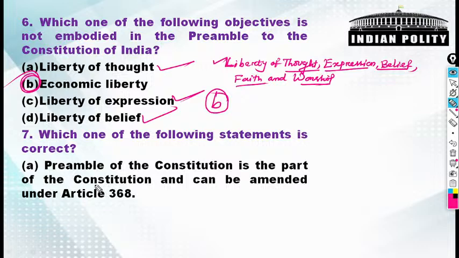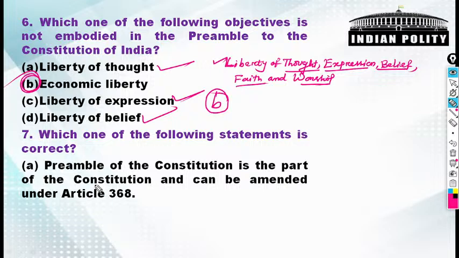Liberty means what? Liberty means absence of restraints, restrictions. But remember, liberty is not absolute. Liberty is provided in Part 3, Article 19, but it is not absolute in nature, it is qualified. Liberty can be restricted on various grounds: security of the country, sovereignty of India, unity and integrity of the country, security of the state, public order, morality, decency, contempt of court, incitement to offense.